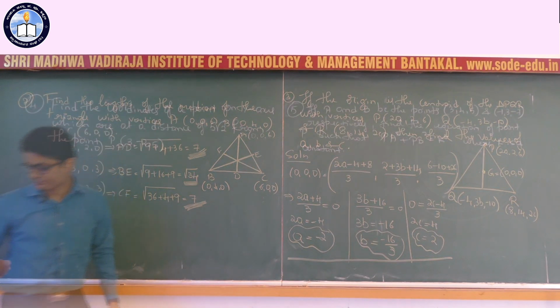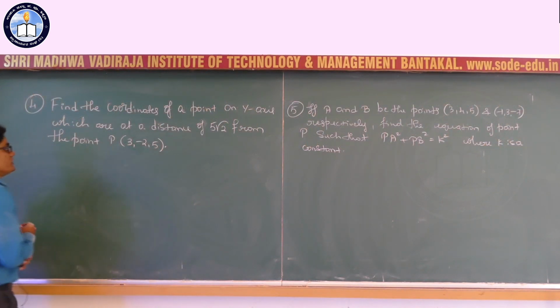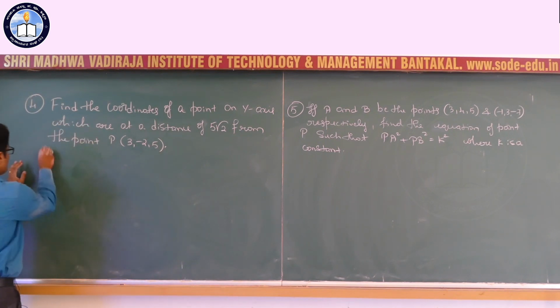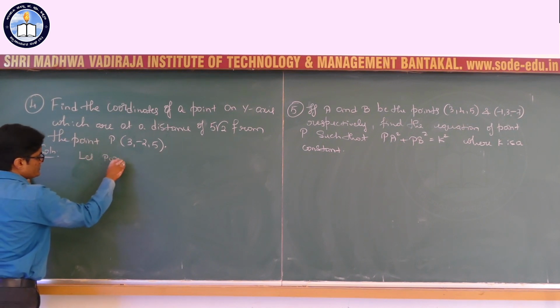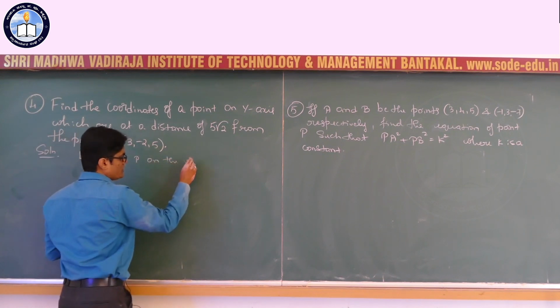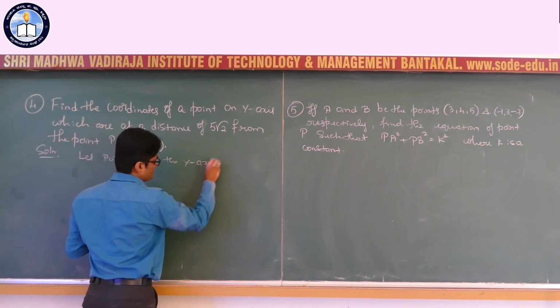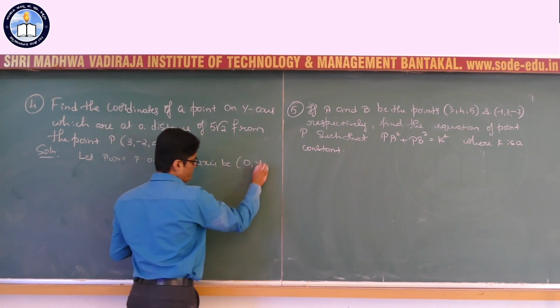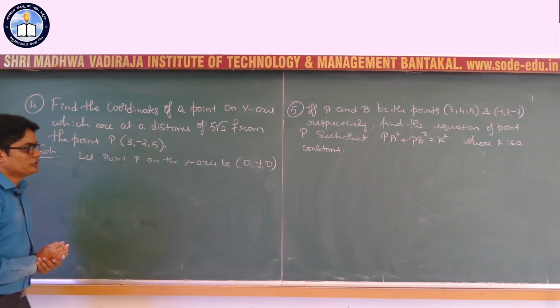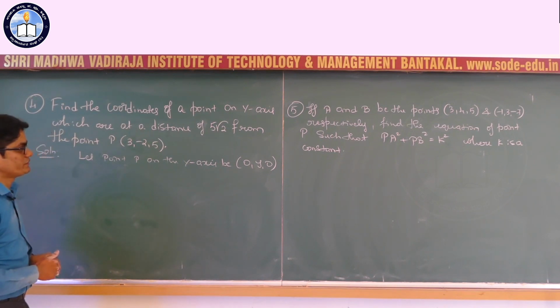Okay, next question. Find the coordinates of a point which lies on the y-axis and at a distance 5 root 2 from this point. Simple question. You know the point on the y-axis. Let point P on the y-axis be (0, y, 0). Every point on the y-axis is of the form (0, y, 0), so let us assume that the required point is (0, y, 0).